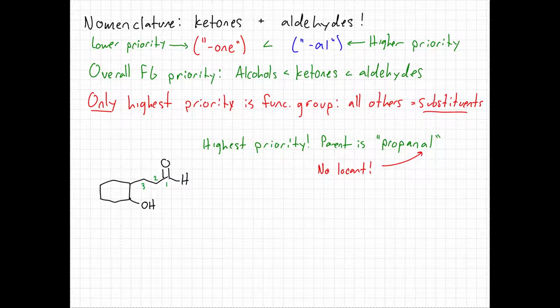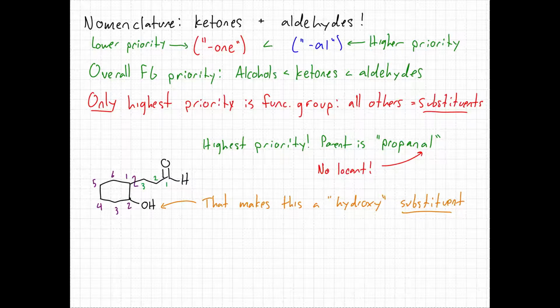Notice that there's no locant here. We don't need to add locants for aldehydes because aldehydes are always at the end of a chain. They're what are known as terminal functional groups. Since the aldehyde is the highest priority functional group, that means that the alcohol is going to be treated not as a functional group with the OL suffix, but as a substituent named as hydroxy.